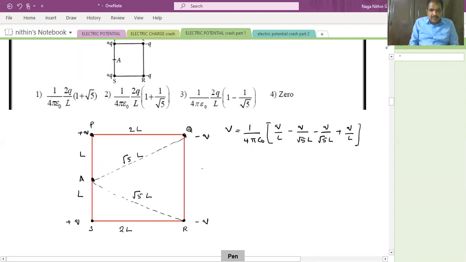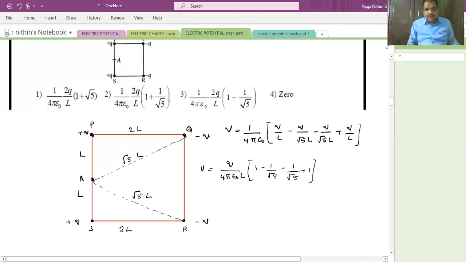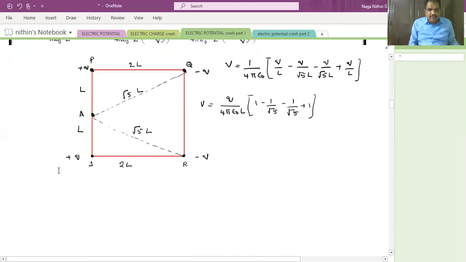And now the net potential V is equal to 1 by Q. Also, you take L as common in the denominator. So here Q by L, if you take it, here it will be 1, this will be minus root 5, it will be 1 by root 5, and here it will be 1. Okay, so how much are we getting here?